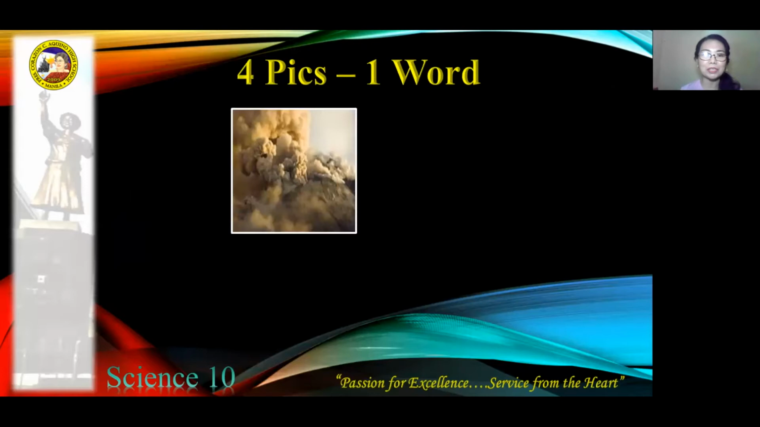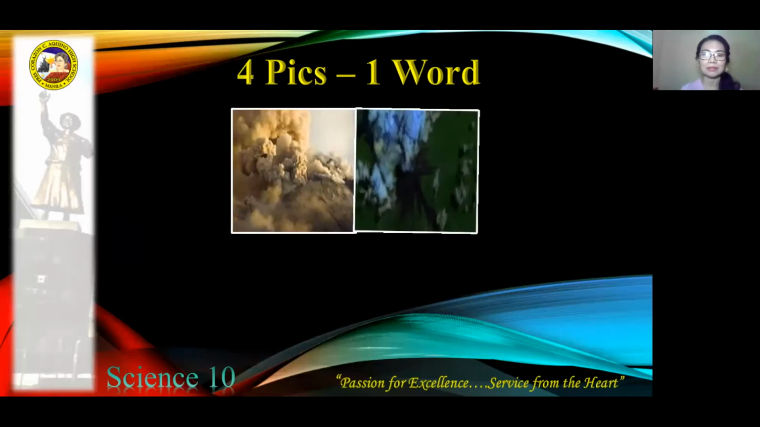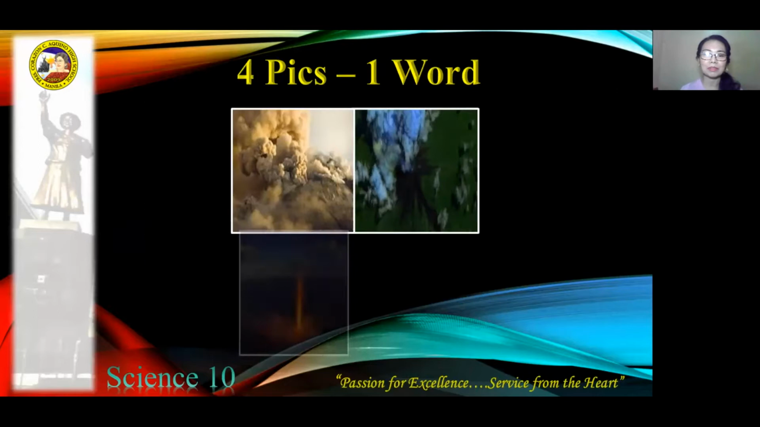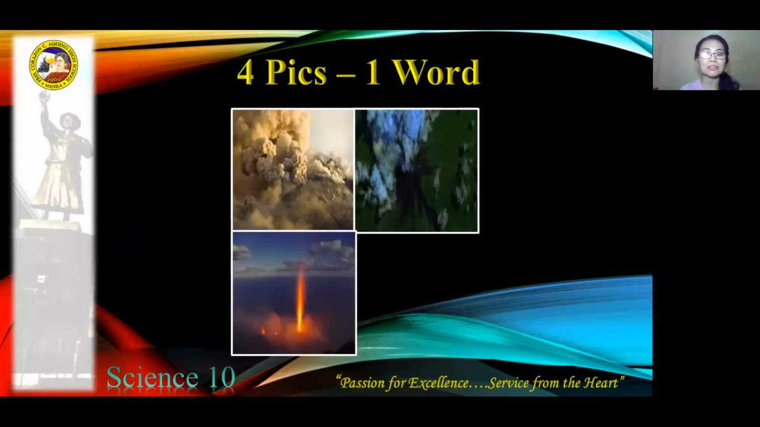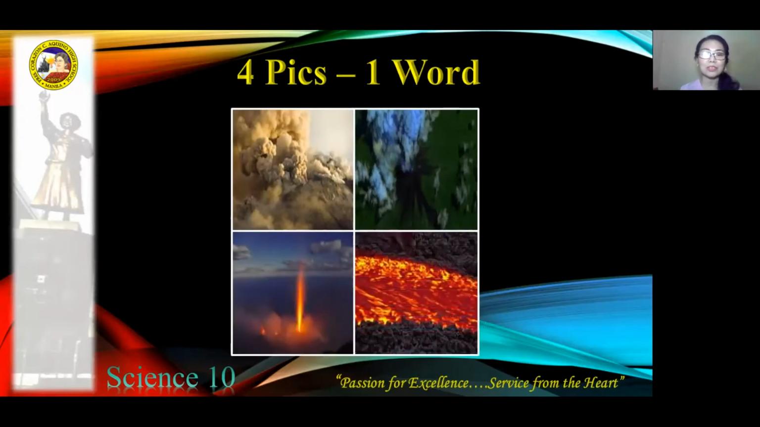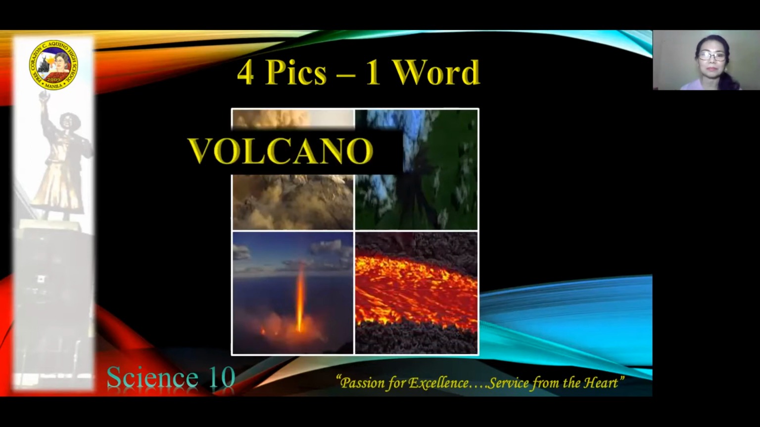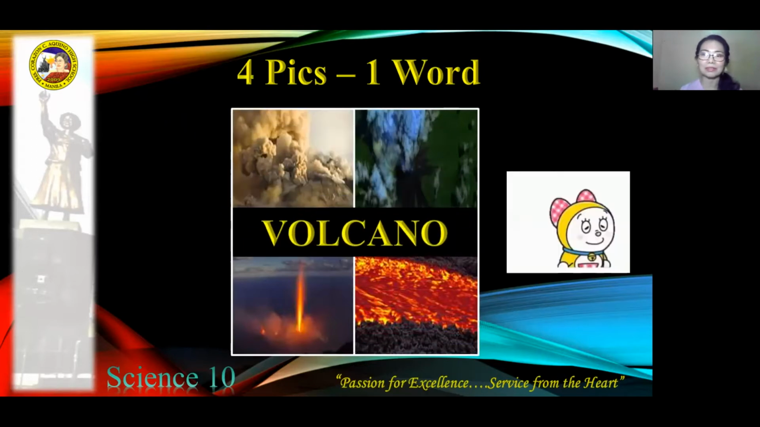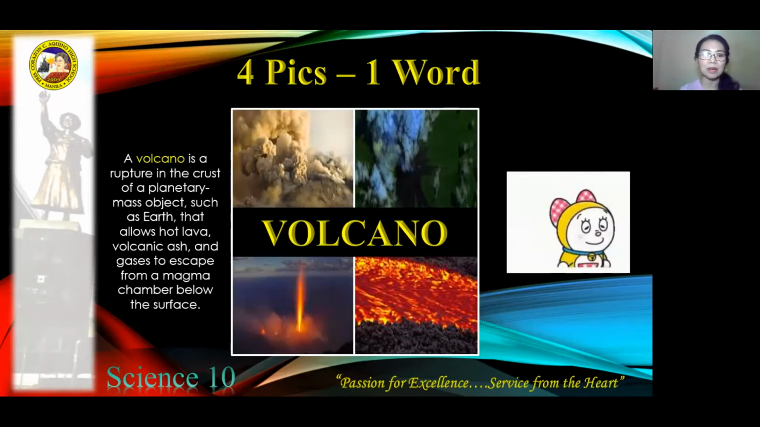So we have the first picture, the second, the third, and the fourth. So what is the word? It's volcano. Nice. A volcano is a rupture in the crust of a planetary mass object, such as Earth, that allows hot lava, volcanic ash, and gases to escape from a magma chamber below the surface. Let's proceed to the second one.